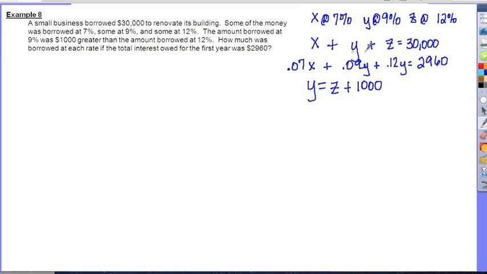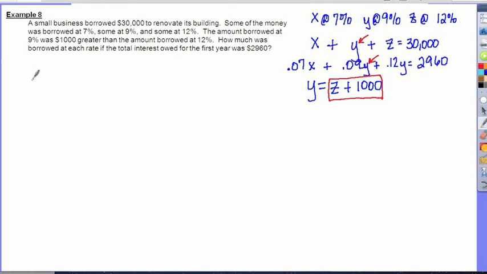When you look at these, you need to figure out how you're going to go about solving them. Do you want to solve them using the elimination method or some other method? I see that I have y equals z plus 1,000, so this is set up to substitute. I'm going to plug in z plus 1,000 for this y and this y. So I'm going to substitute in for both y's.